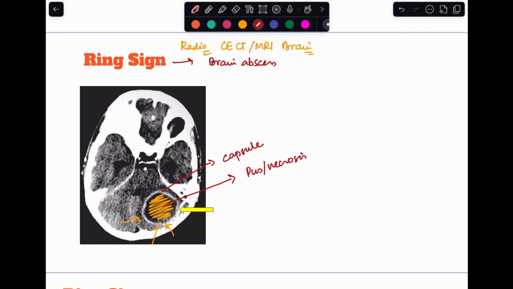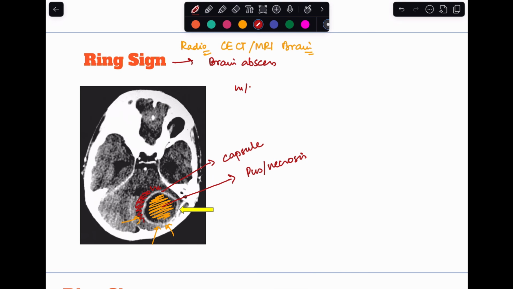And around that area, if you see in this area over here, there is some edema surrounding this lesion. That is the surrounding edema of the brain abscess. Therefore, this is what ends up forming the ring enhancing lesion with edema. Now, let me ask you some common MCQ questions that you may be asked regarding this.